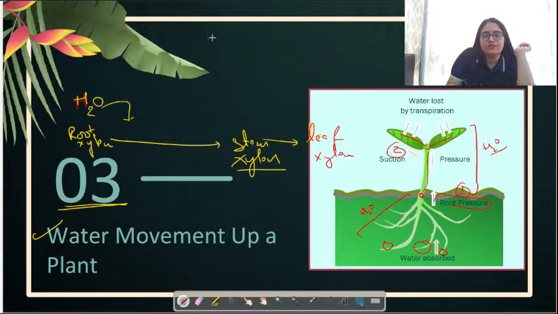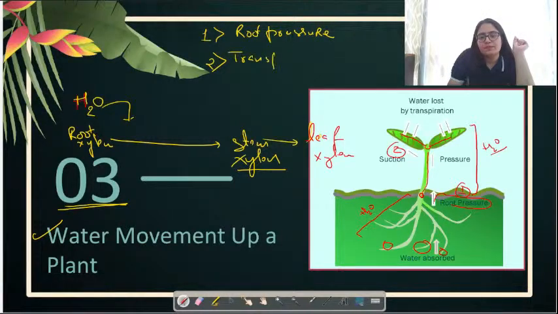These are the two things that we will discuss. What are the two things that we will discuss in this topic? In this topic there are two forces that we need to discuss. One is the root pressure, and another one that we need to discuss in this class is the transpiration pull. Simple.